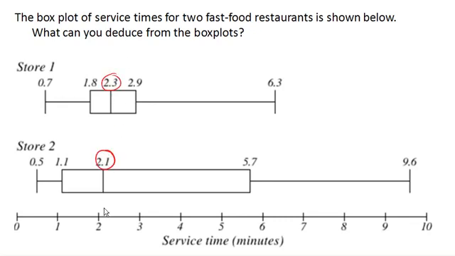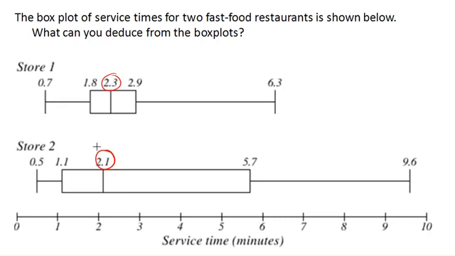the median. And so store 2 has a smaller median, which means that half, remember, the median represents the score that divides the data in half, and so 50% of the time you're served in under 2.3 minutes here, and 50% of the time you're served in under 2.1 minutes there. So one could argue that on some measure of average, remember average is not a specific term, but by some measure of average, store 2 seems to serve a little bit faster.